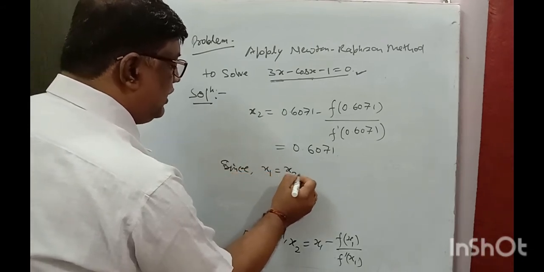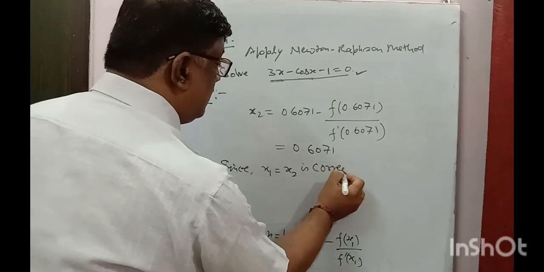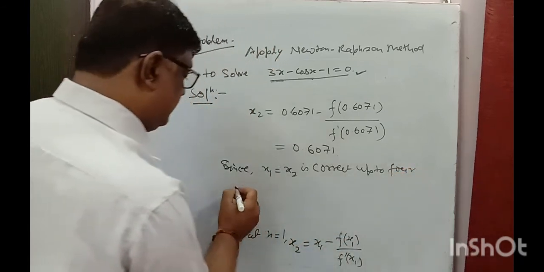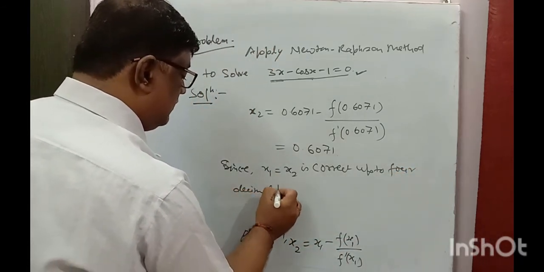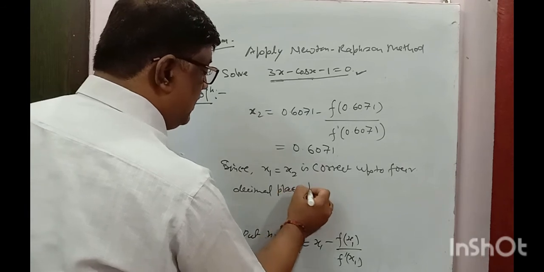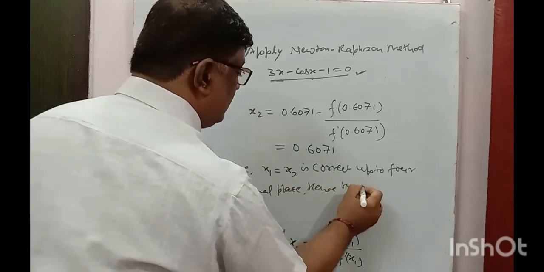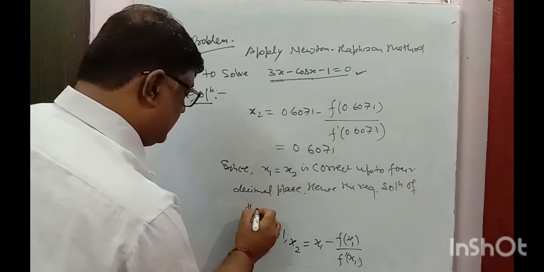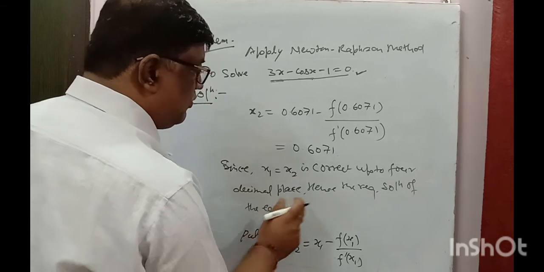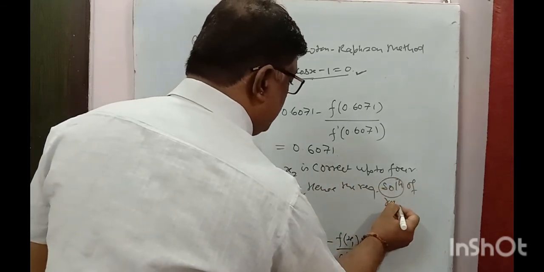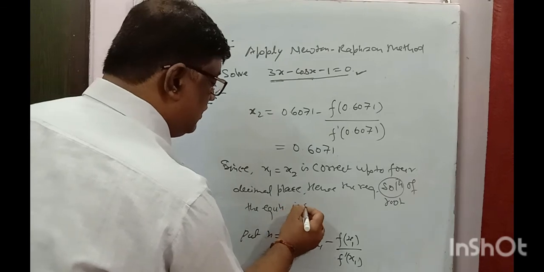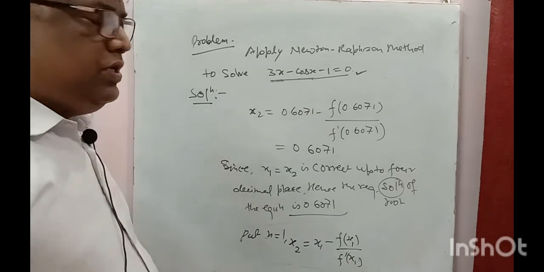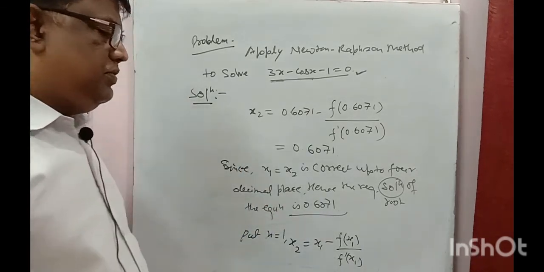Hence, since x1 equals x2, correct up to 4 decimal places, the required solution, or the root of the equation, is 0.6071. Okay, thanks. We will do other problems similarly.